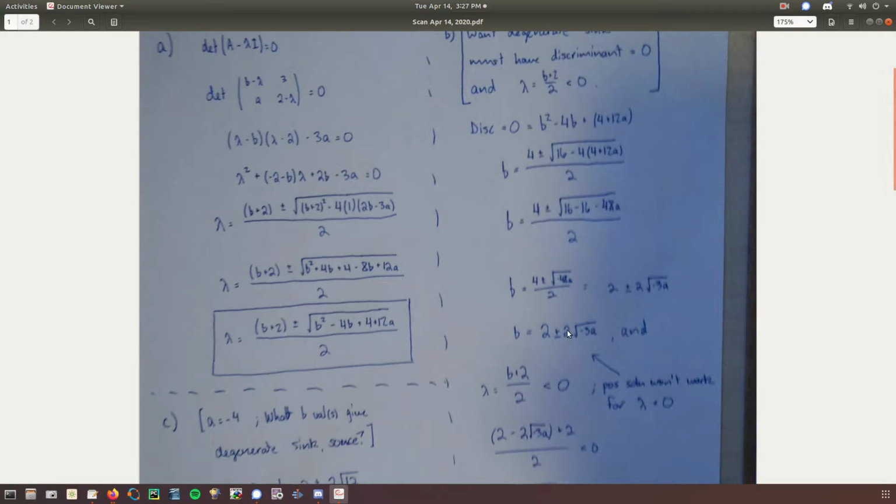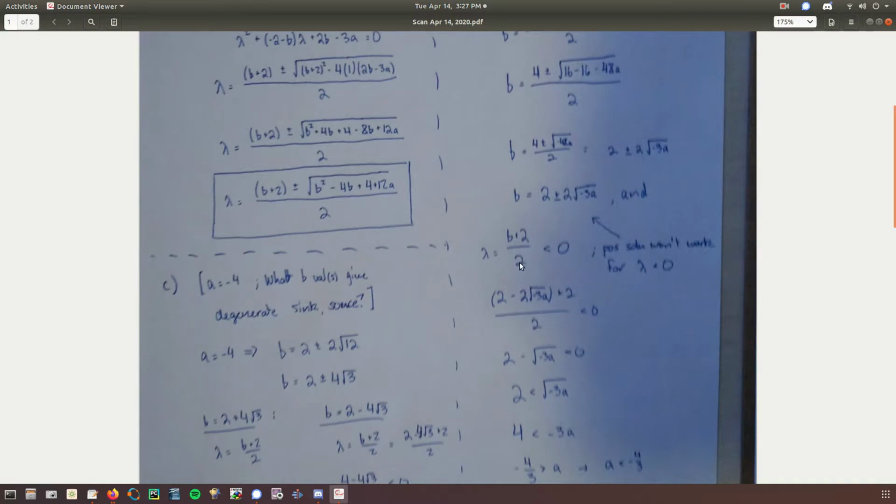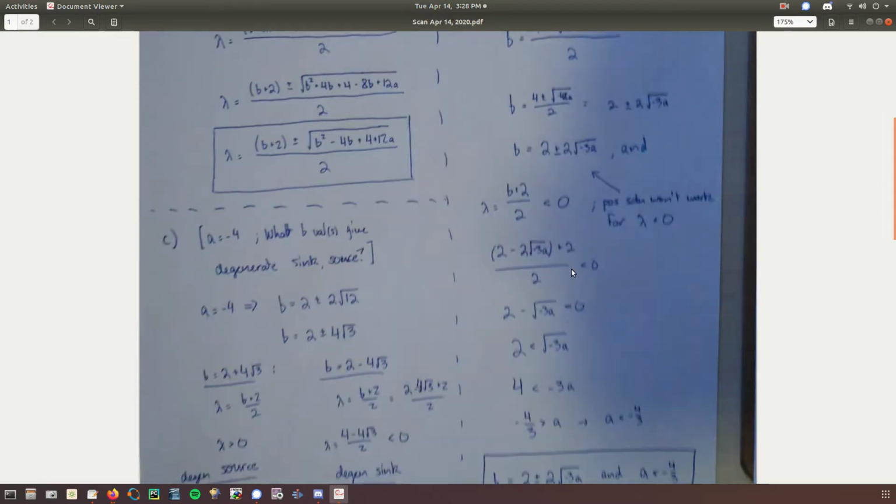But what I want to do is verify that we're going to be a sink. I know that my lambdas are going to take on the structure of (b plus 2) over 2. So I want to ask myself, are both of these b values going to result in us having a sink? And what I can see is, if we choose the positive number right here, 2 plus 2 times a positive number, that's all positive stuff. Positive plus positive divided by positive, that's going to be positive, and I want to be less than 0. So since I want to be less than 0, I'm going to only take a look at the negative part of my b value right here. So 2 minus 2 times the square root of negative 3a, plus 2. And I just want to verify this is going to be less than 0 right here.